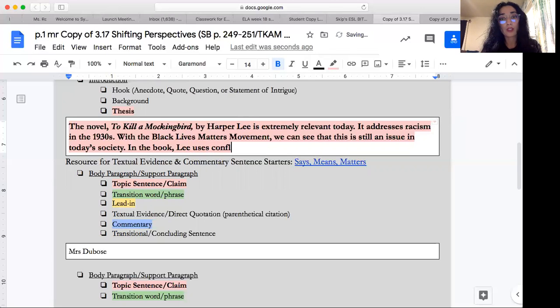uses conflict to convey the theme of racism. Okay, so that's one theme.